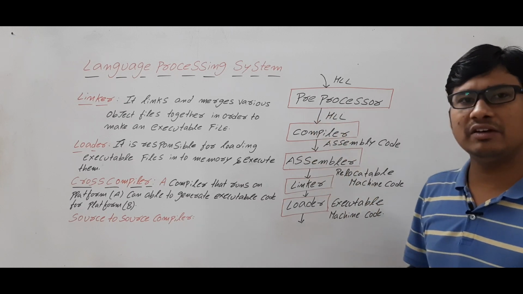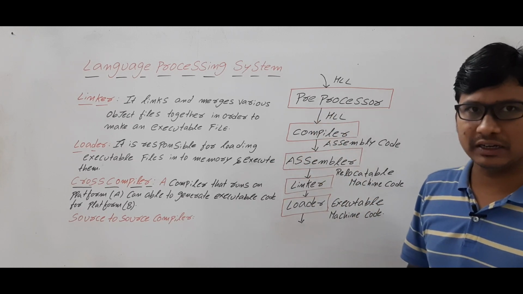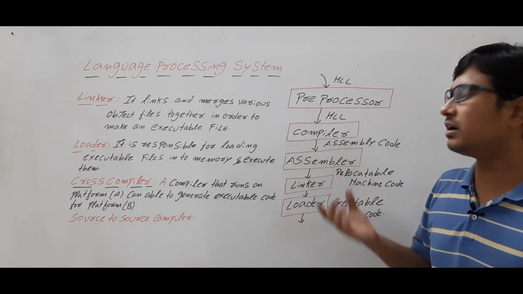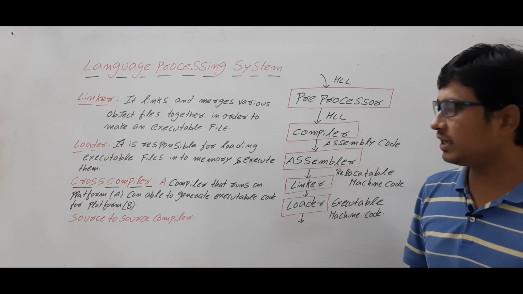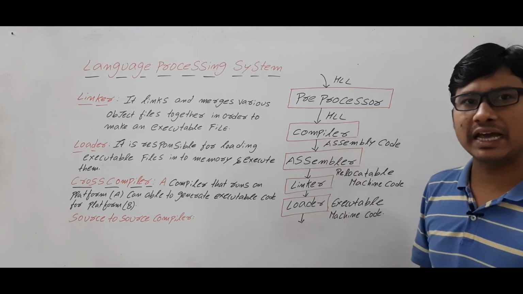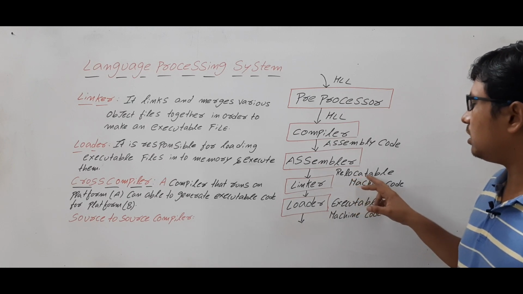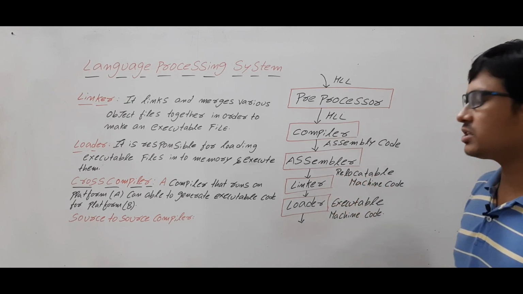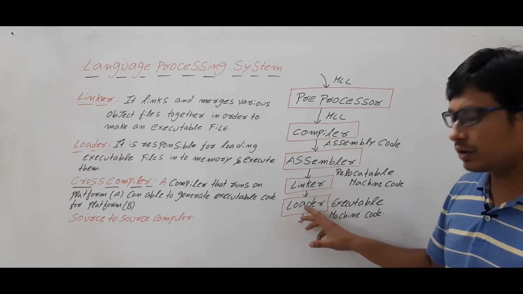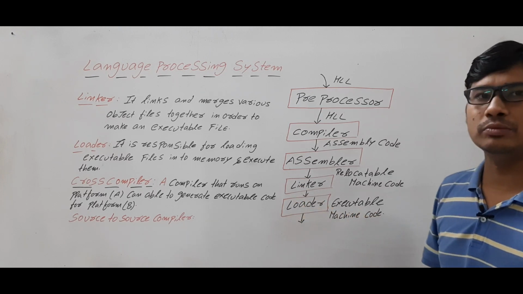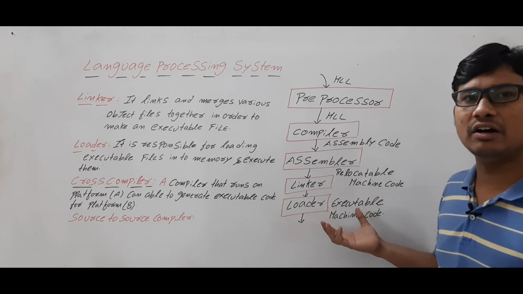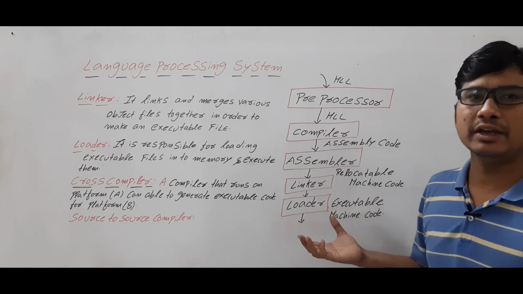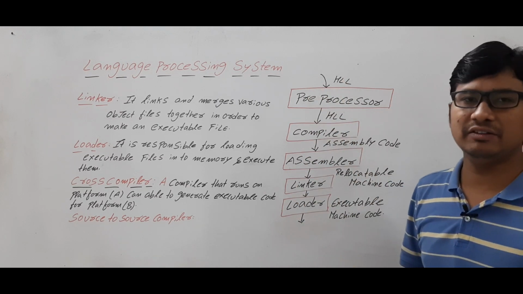That corresponding high level language we will give to the compiler, and the compiler will generate the assembly code. Okay, that assembly code if I give to the assembler, it will generate the relocatable machine code. And this relocatable machine code if I give to the linker and loader, it generates the executable machine code. This is the final code we will execute from the corresponding high level language.